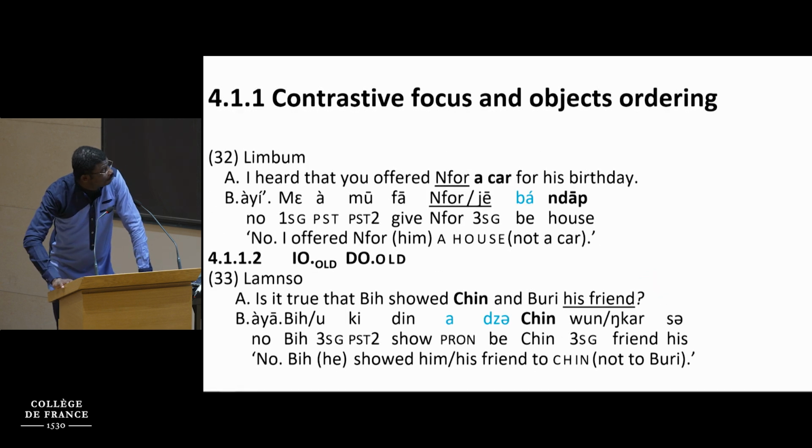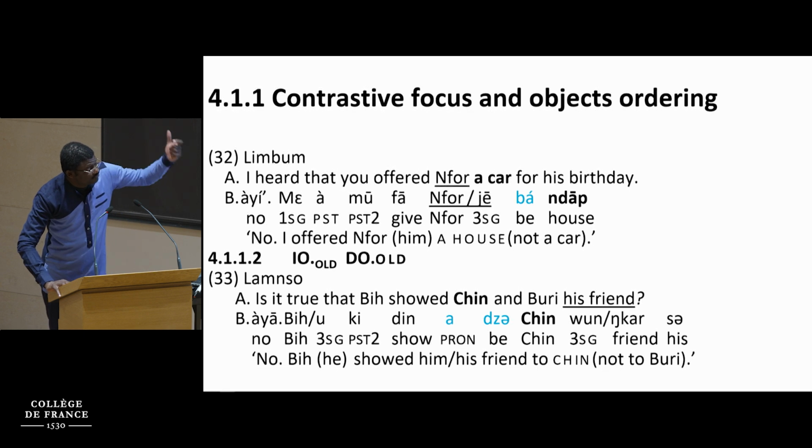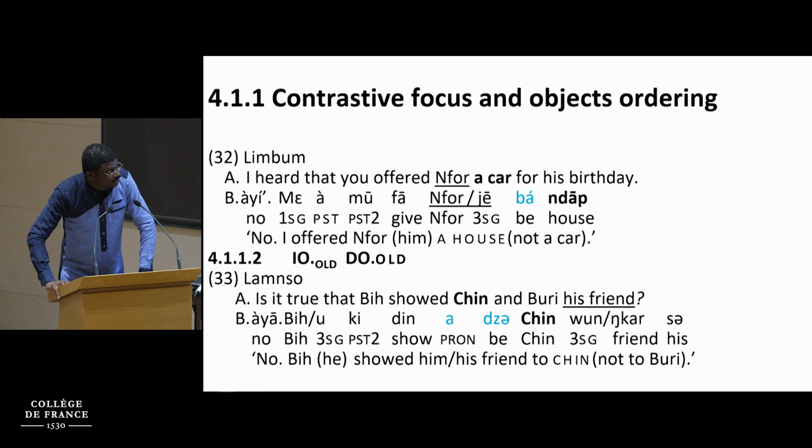In Limbum, the context in A: I heard that you offered him a calf for his birthday. If you want to contrast car with house, you will say, no, I offered him a house and not a car. And here you have the old information, which is the indirect object, followed by the direct object, which is contrastive.